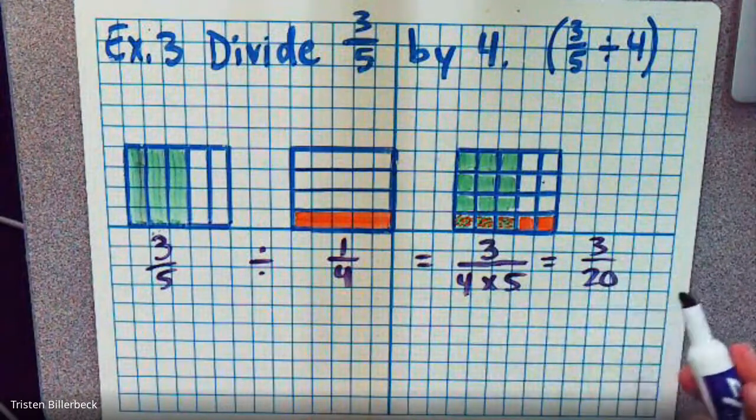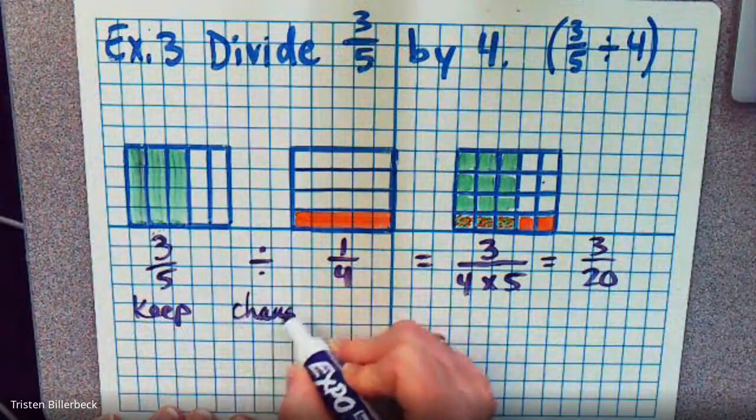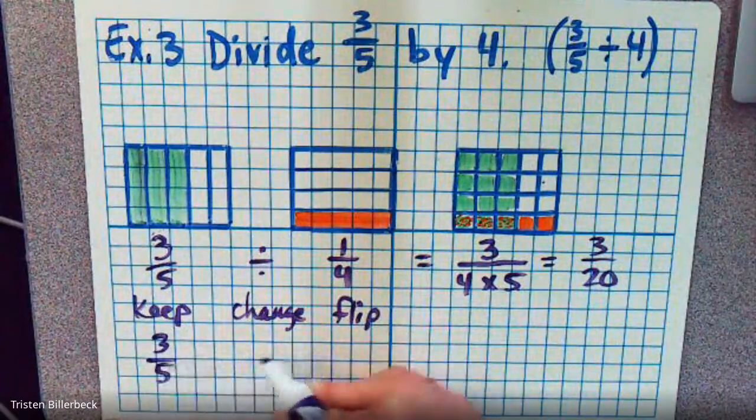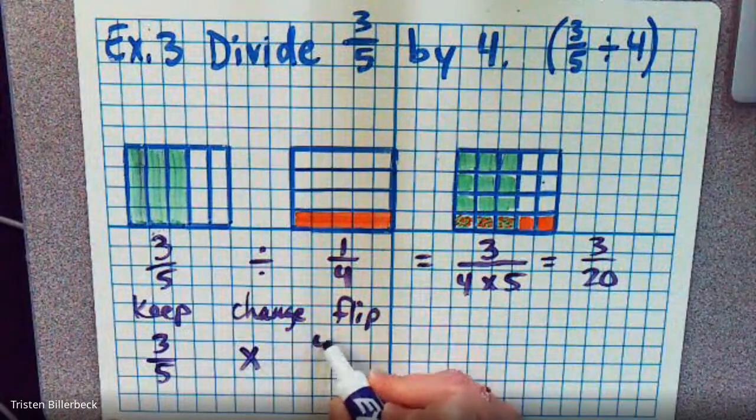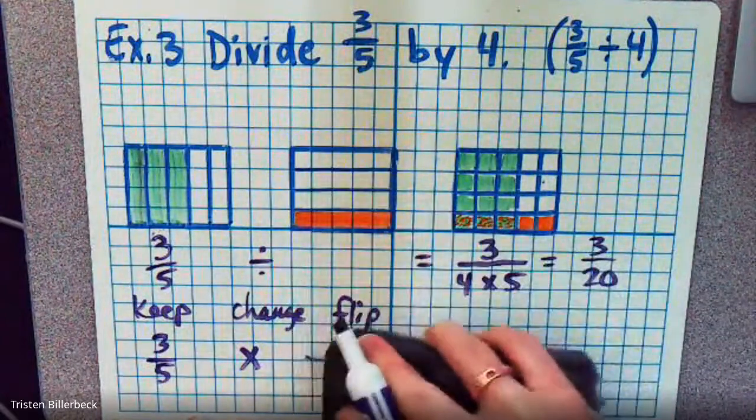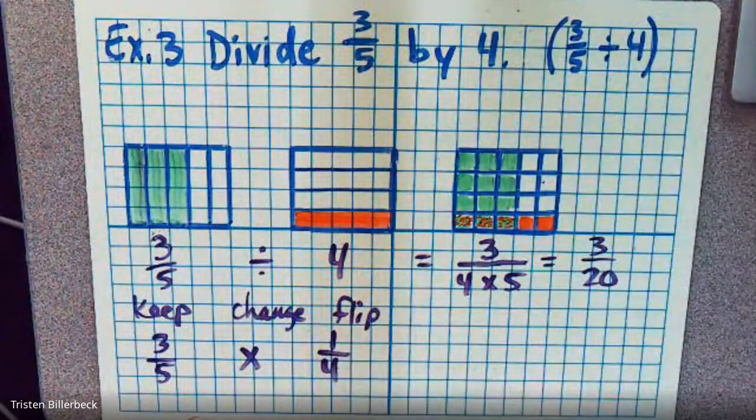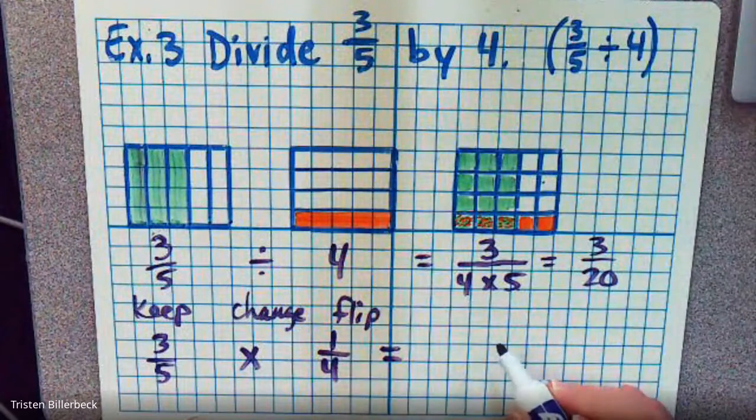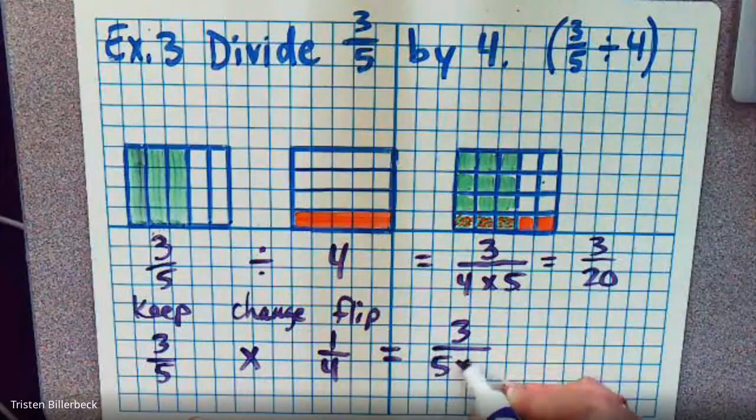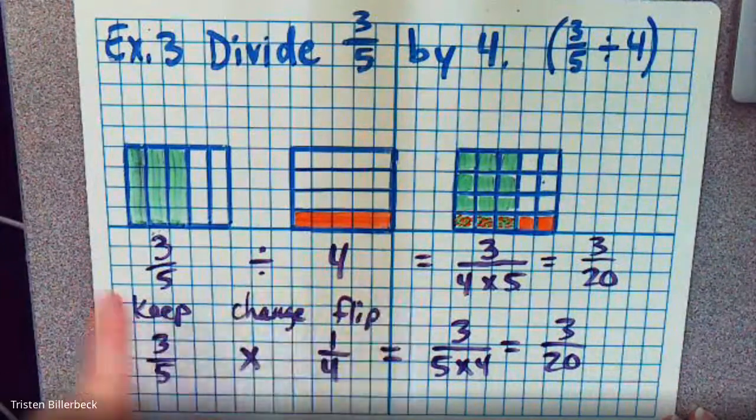Okay, so if I had done the keep, change, flip, look what I have. I have 3/5. I change the sign to multiplication and I flip over. Oh, this is 4. I'm dividing by 4, not by 1/4. 1/4, I flip. Then I end up with 3 over 5 times 4, which is 3/20. Okay, so make a note that this was, I'm dividing by 4, not 1/4.